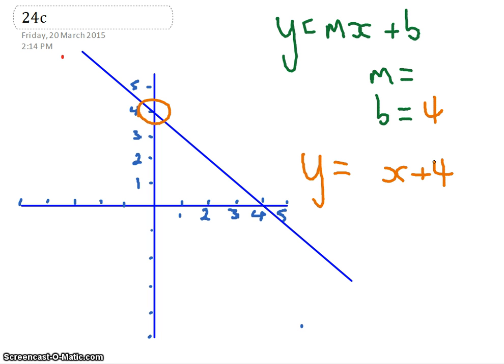How do we work out what the m is? How much goes up from here? Brilliant. We call it rise over run. How much has it gone up from there to there? It's gone up minus 4. It's gone up minus 4 or down 4. So it's gone minus 4. Does that make sense? Between that point and that point, how much has it gone up? Has it gone up 4? It's gone down 4.